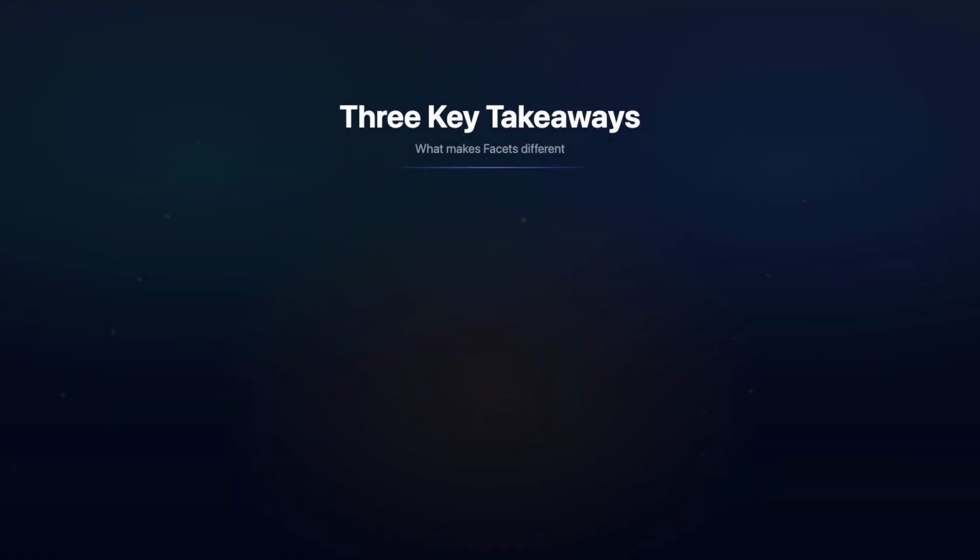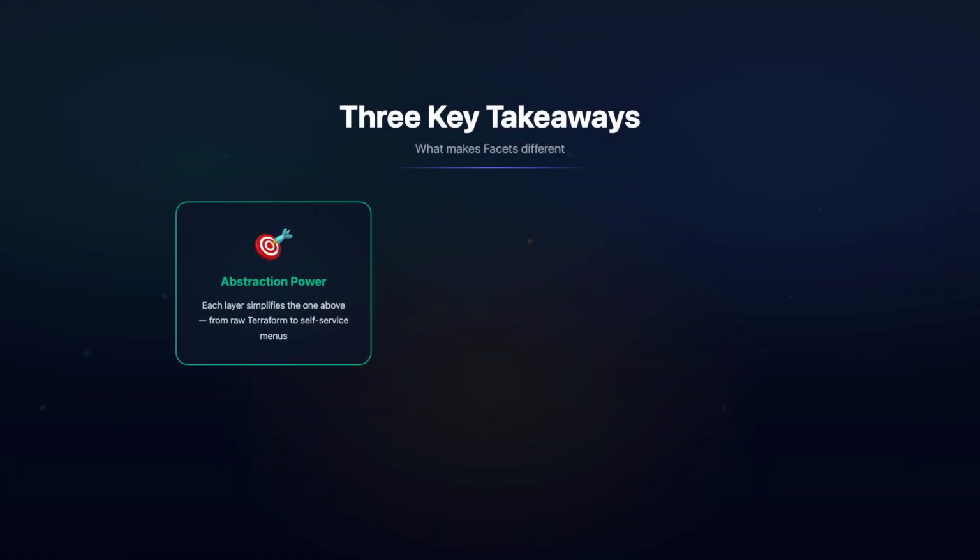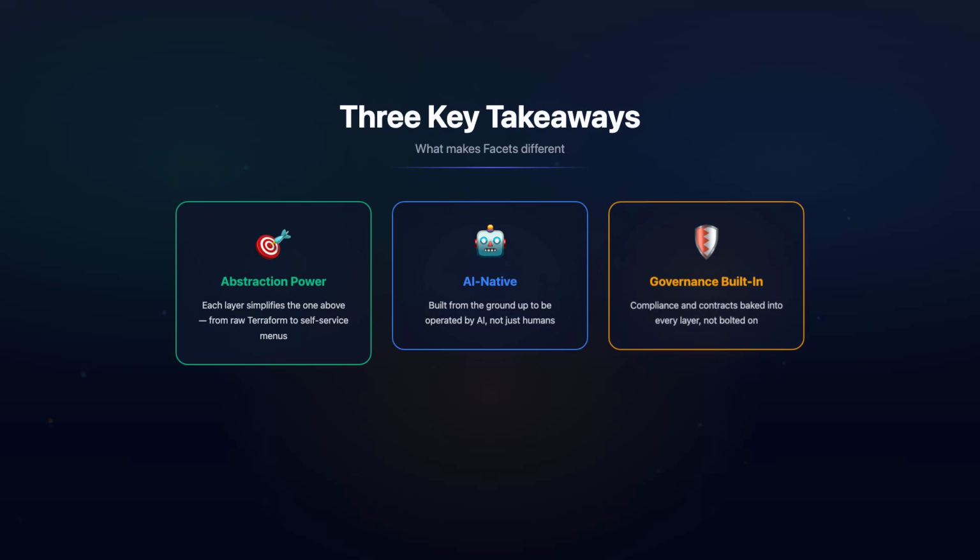Three key takeaways. First, abstraction power. Each layer simplifies the one above it, from raw Terraform to self-service menus. Second, this is AI native infrastructure. Praxis and the agent ecosystem are built from the ground up to democratize access and enable collaboration. And third, governance is a first-class citizen. Compliance and contracts are baked into every layer, not bolted on as an afterthought. From intent to infrastructure, in a single conversation.